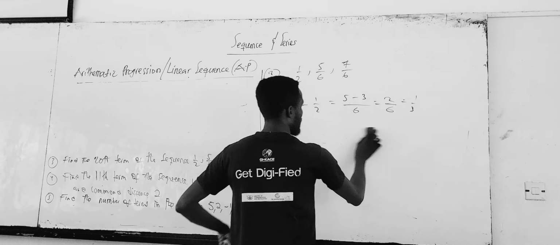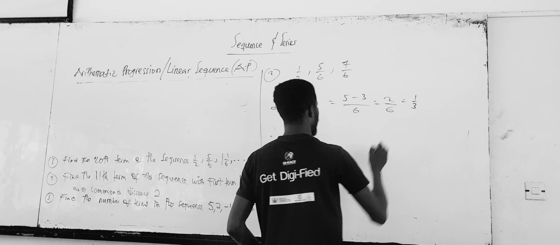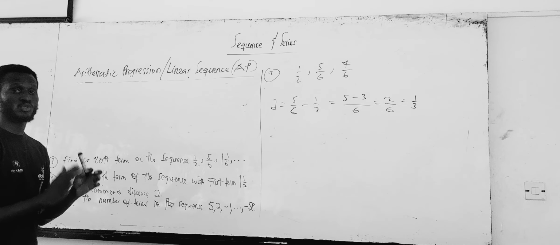Now, I'm going to choose this one as the common difference. It has a common difference of 1 out of 3. Now, since the question didn't mention that this one is an AP, I need to test for it in full.